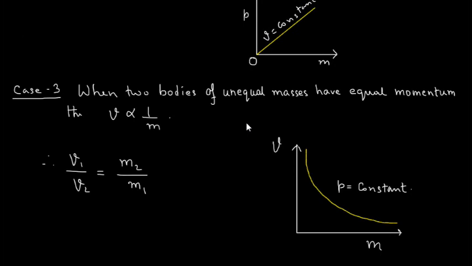Case 3. When two bodies of unequal masses have equal momentum, then v is inversely proportional to m, or directly proportional to 1 by m. That is, v1 by v2 is equal to m2 by m1.